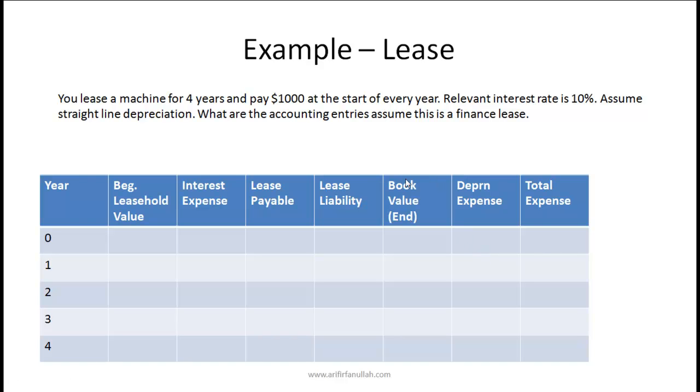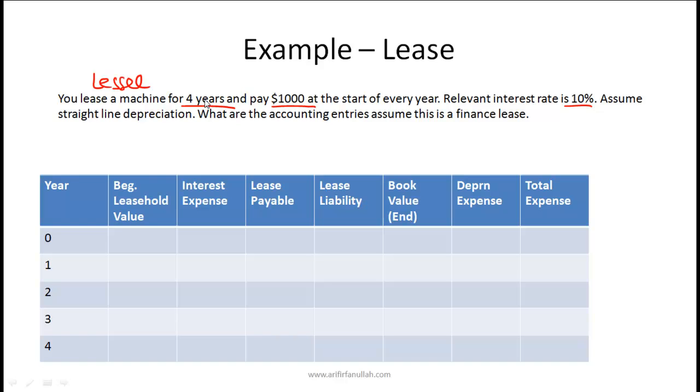Let us understand this through an example. Say you lease a machine, so you are the lessee, you lease a machine for 4 years and pay 1,000 at the start of every year. The relevant interest rate is 10%. And assume straight line depreciation for the asset. What are the accounting entries? Assuming this is a finance lease.